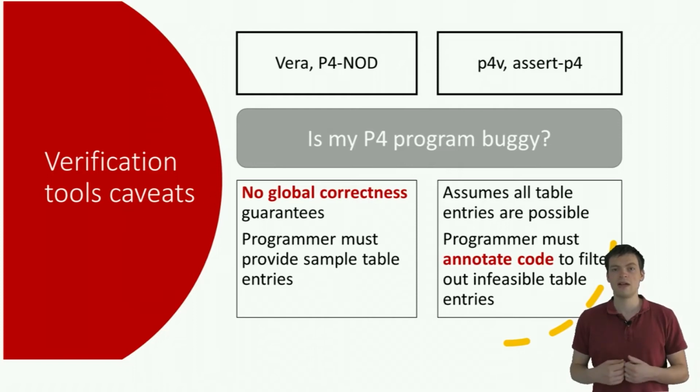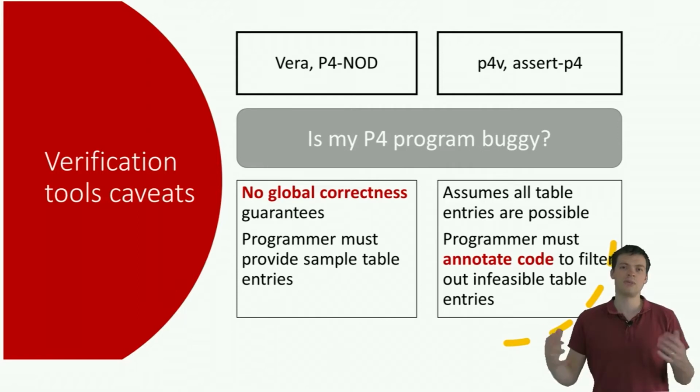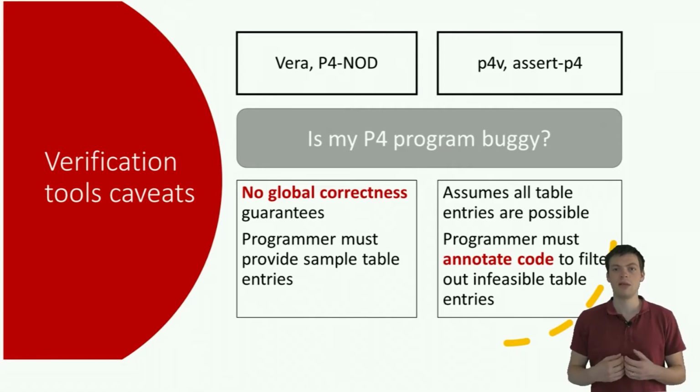Intrinsically, Vera and P4 Node are incomplete. This means that they provide no global correctness guarantees. This is because they only check correctness in terms of some table entries provided to them by the programmer. On the other hand, P4V and p4-assert assume all table entries are actually possible. Well, not all table entries are actually possible. So the tool will report more bugs than are actually feasible in reality.